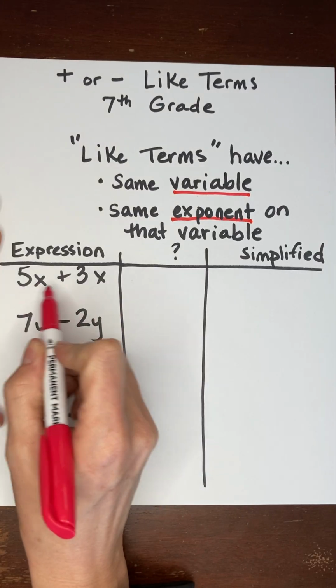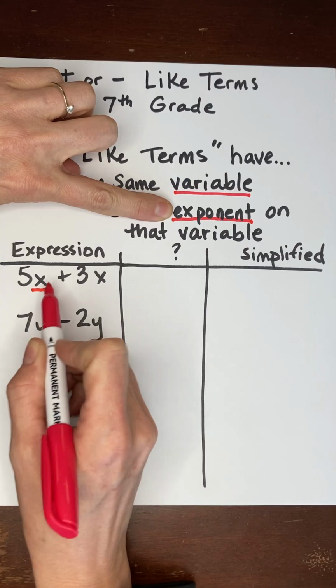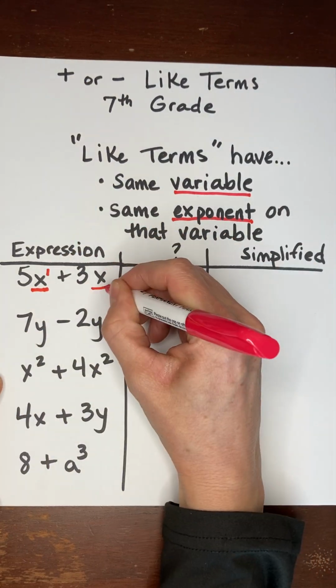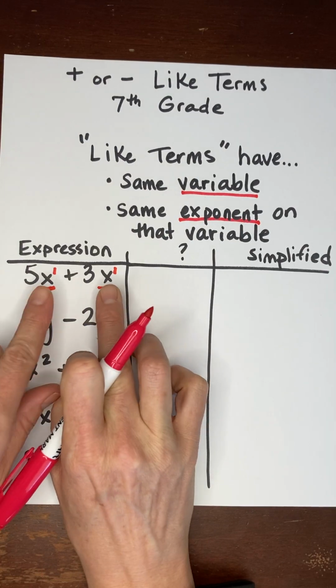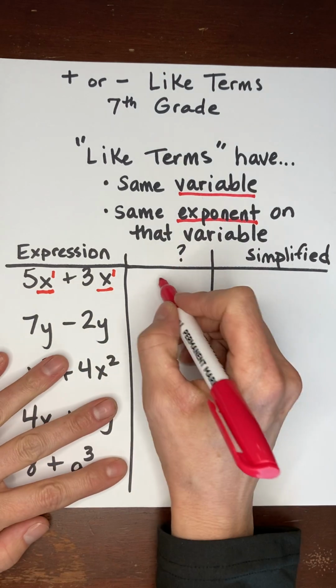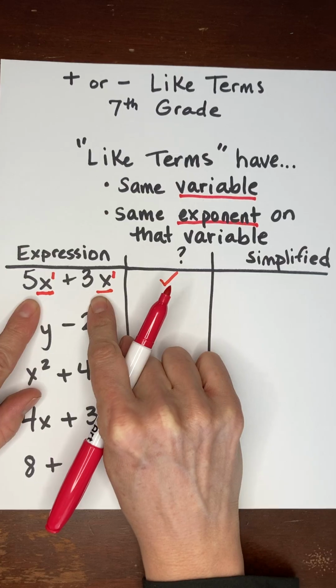So if we look here at 5x plus 3x, we want to look at the variable and its exponent. So we have x, and if there's no exponent, that means the exponent's 1. Okay, we have x also to the 1. These are the same variable, same exponent. That means 5x and 3x are like terms. Okay, so yes, like terms, and if they are like terms, that means it can be simplified or they can be combined.